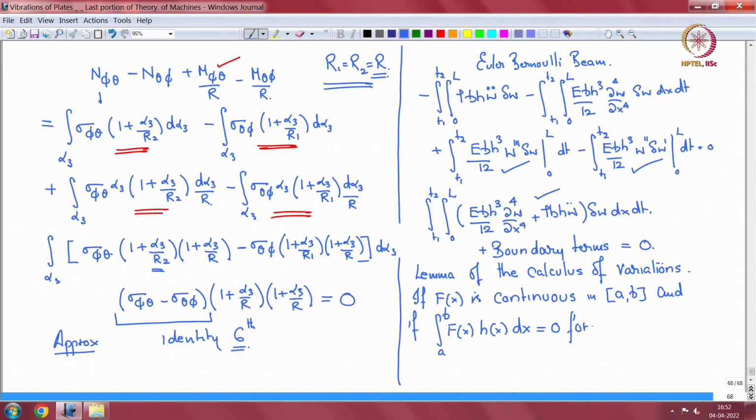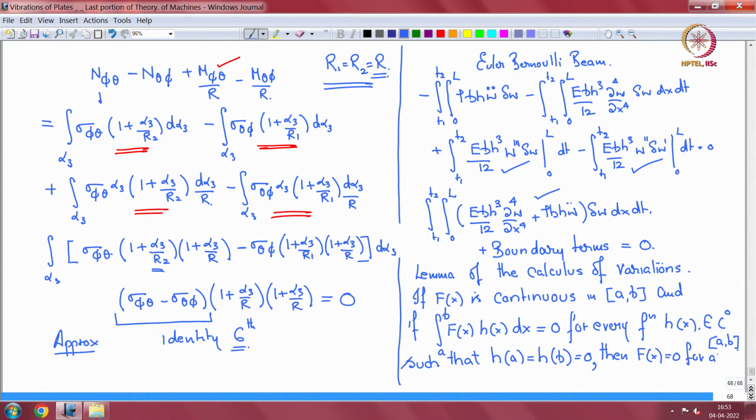for every function h of x belonging to C0 in AB, a continuous function, such that at the end points h(a) is equal to h(b) is equal to 0. Here is the key. Then f of x is 0 for all x belonging to (a, b).